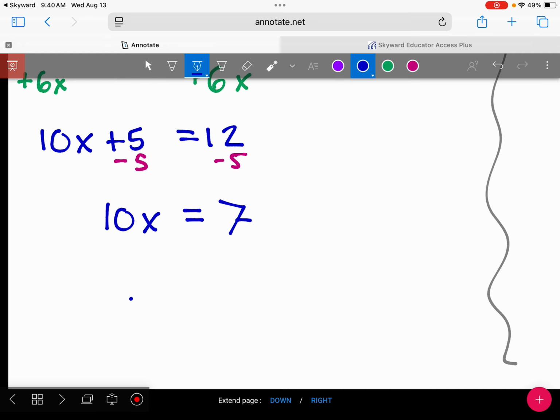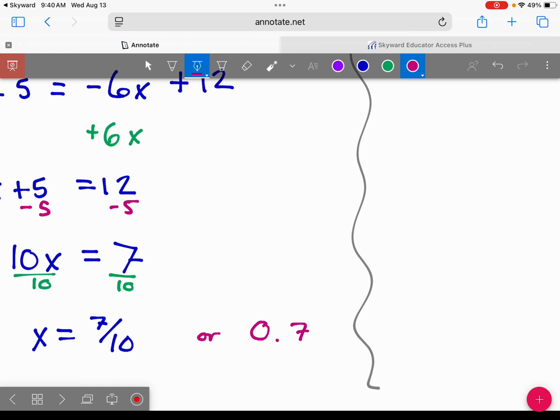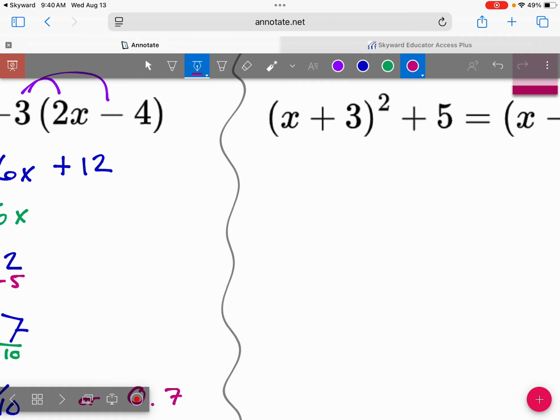So what does x equal? 7/10, because we divide both sides by 10. Familiar. Yay, we like those. You can do 7/10, or you can put it as a decimal. I genuinely do not care. That's 0.7. Either way is fine. Okay, so we're going to start looking at solving stuff, finding solutions. The one on the right we can do too.